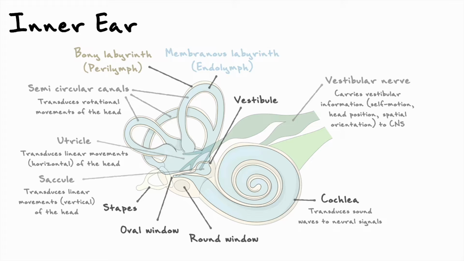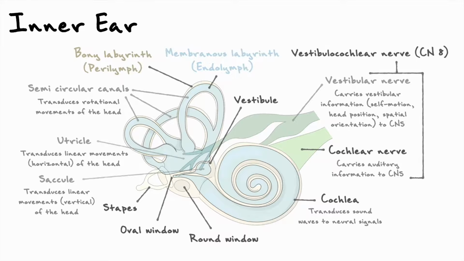Again, much more needs to be said about the vestibular system, but it will be covered another time. Now, for the auditory system, what is left to mention is that it also has its own nerve, called the cochlear nerve, and as you can expect, it picks up auditory information and carries it to the central nervous system. The cochlear nerve and the vestibular nerve combine together to make the 8th cranial nerve, the vestibulo-cochlear nerve.